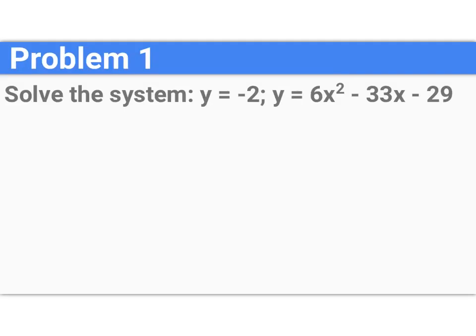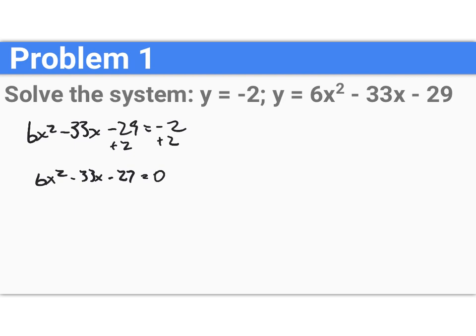Okay, problem 1. I hope this didn't give you any trouble. So we take 6x squared minus 33x minus 29, set it equal to -2. Add 2 to both sides. You get 6x squared minus 33x minus 27 equals 0. We factored out a 3. So you get 2x squared minus 11x minus 9.